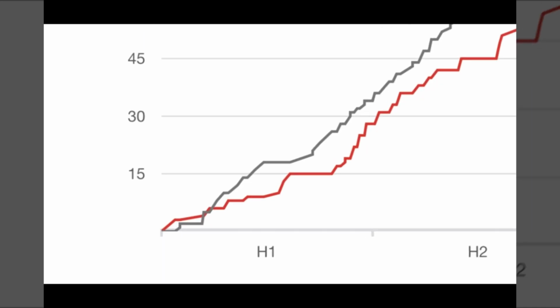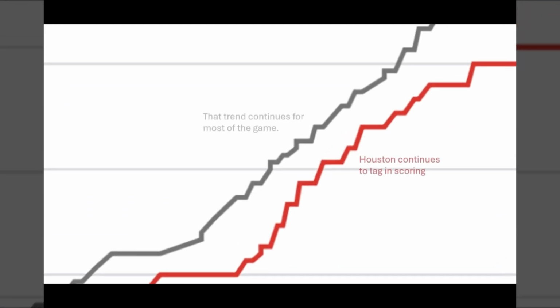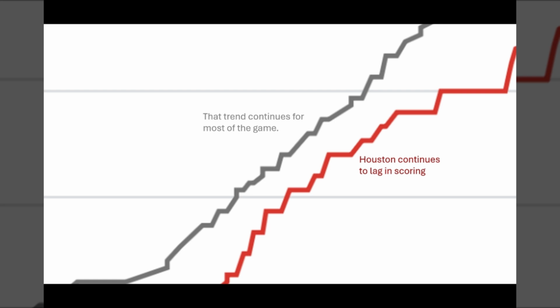And so when I hit the right arrow, you can see that nice zoom in, and I added some text boxes here where I say, Duke takes the early lead with a good degree of margin. Houston falls behind from early on. And then when I hit the right arrow, I continue with my narrative. That trend continues for most of the game. Houston continues to lag in scoring.